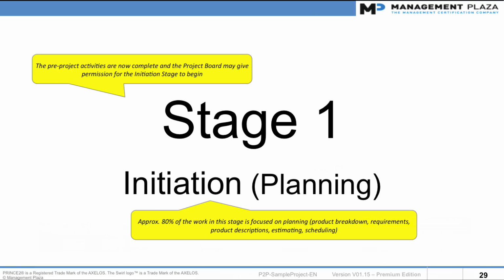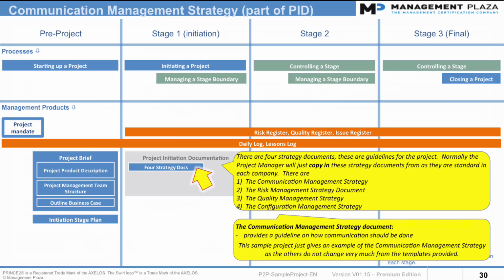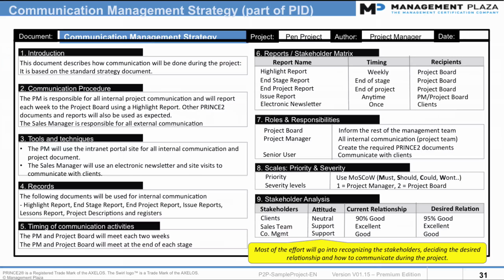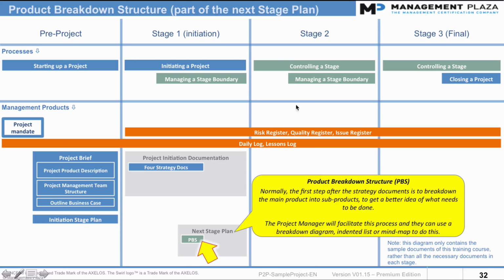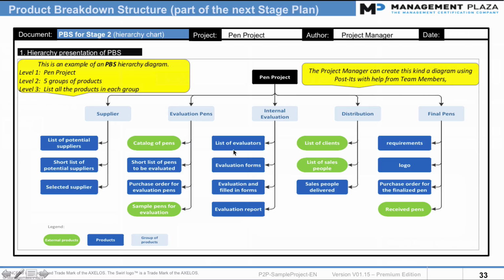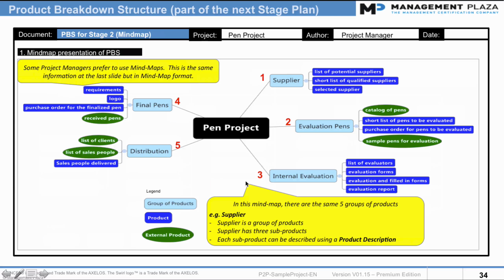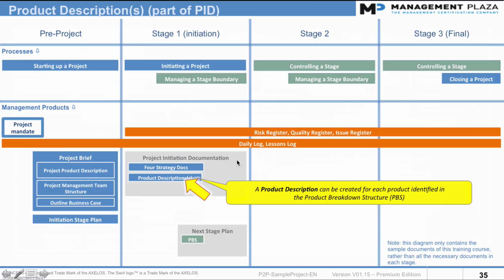Now we come into the initiation stage. So the documents here are our 4 strategy documents. So I give an example of the communication management strategy. This strategy document, like the other 3 strategy documents, become part of the PID. Next, then we have the product breakdown structure. In this case, the pen project is broken down into these 5 parts, and then we've listed the sub-products underneath here. This is the same information in mind map format, as some people prefer to work in this way.